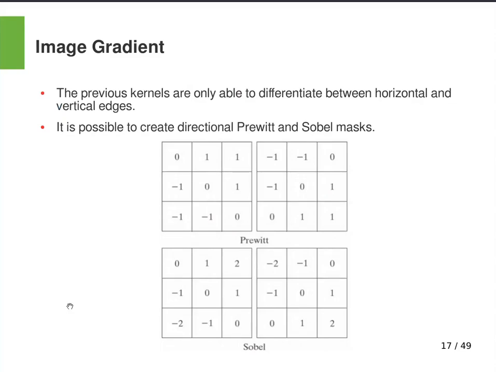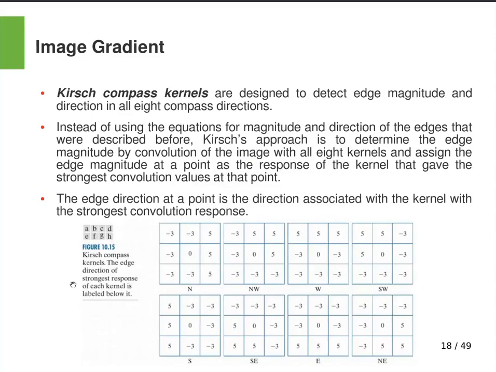So the previous kernels are only able to differentiate between horizontal and vertical edges. We can extend those kernels to detect directional edges as well. So for the Prewitt kernels, we can use these two kernels to detect directional edges or calculate directional changes of intensity, and we can use these two kernels for the Sobel approach to calculate directional edges as well. But again, these are not the only ones that you can use.